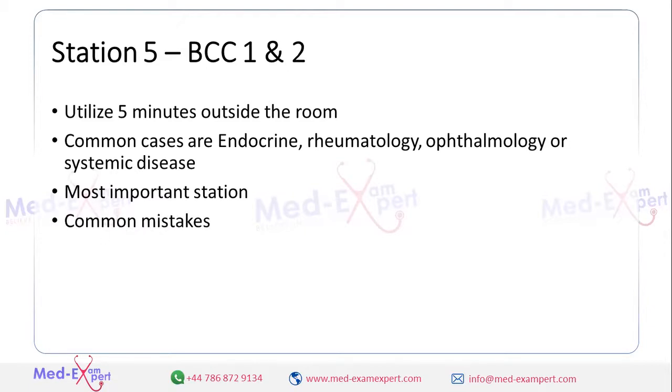So, common mistakes in station 5. A few students take a lot of time on the history, so they do not have much time for examination, interpretation of signs, and the patient's concern. What is expected is that you do not spend a lot of time on the history, and always ask about drug history, social history, and the impact of the symptoms on the job or occupation. These are the vital parameters when you assess the history and the quality of life of that patient. So these are a few common mistakes for BCC1 and BCC2.